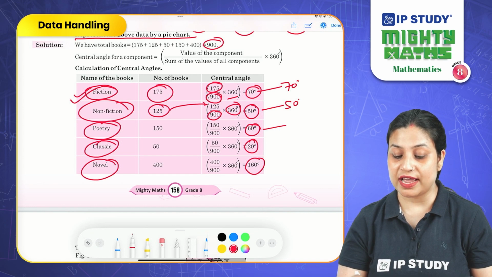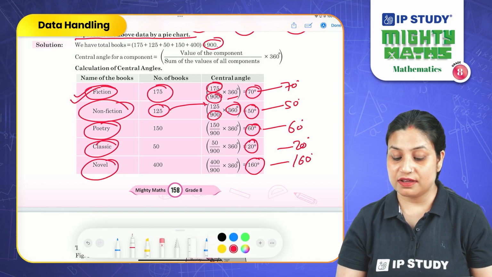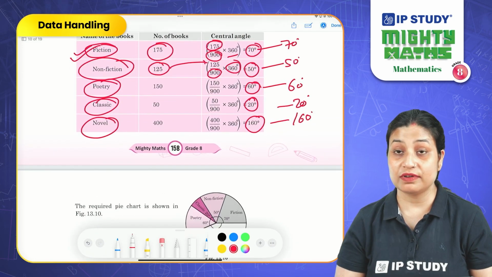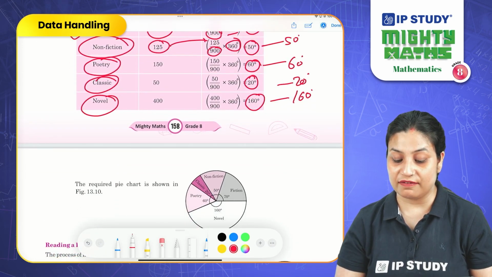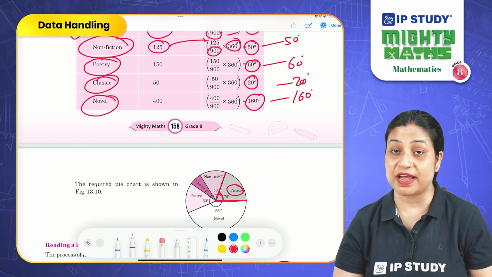Now we got the angles, right? What will be our next step? The next step is, we will draw a circle of any radius like this. Then we will draw an angle. First, let's say I have drawn a radius and I will put the protractor over here and make an angle of 70 degrees, which is representing the number of fiction books in this pie chart.